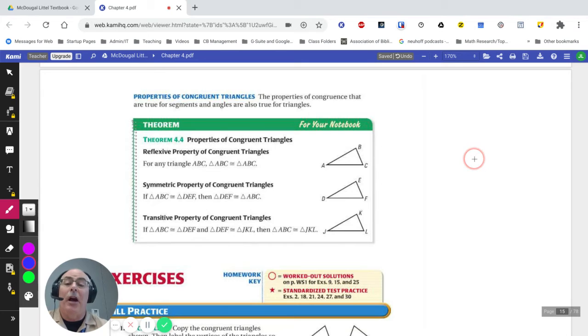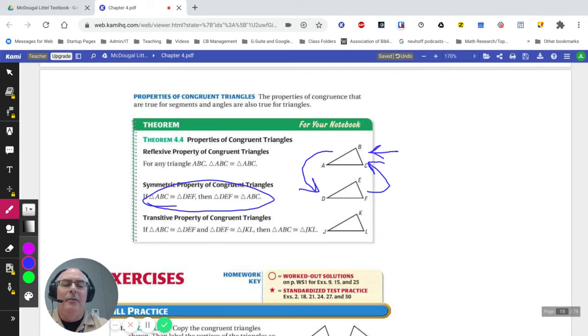A couple of other properties that we want to look at. Any triangle is again congruent to itself. That's called the reflexive property. The symmetric property says if one triangle is congruent to another, then I can draw it or write it the exact opposite way, because I know if this is congruent to that, then that is congruent to that.